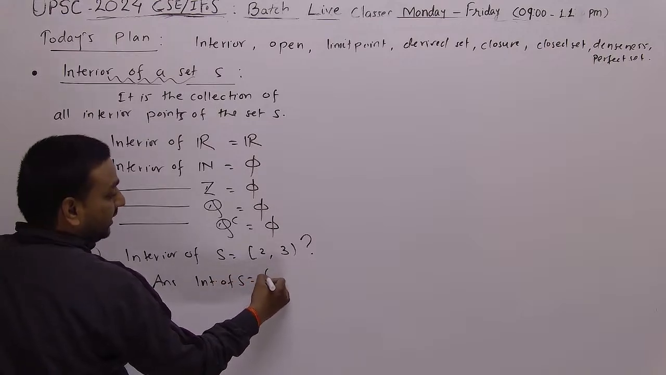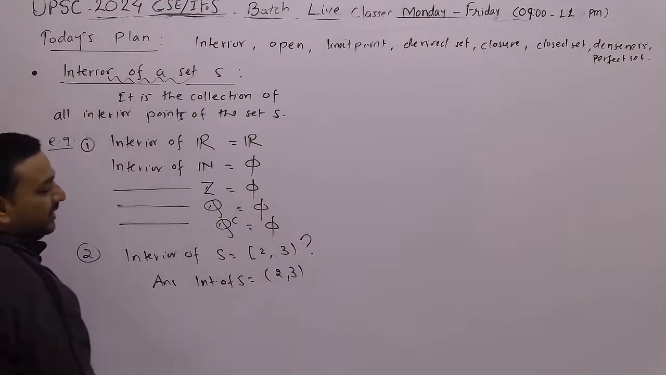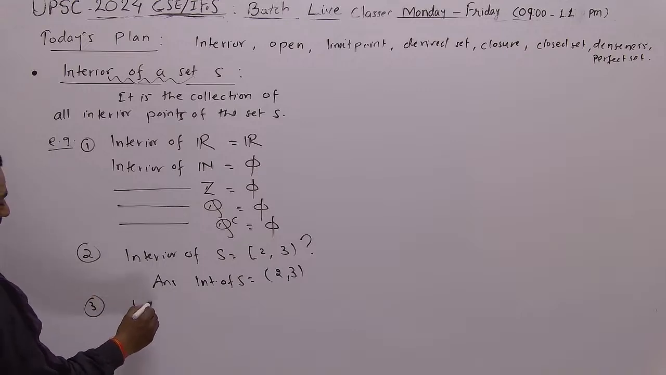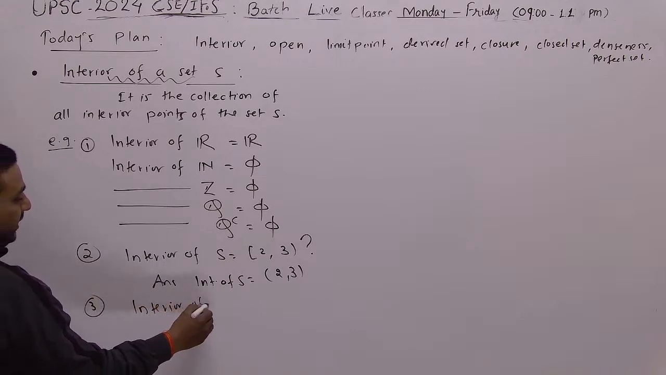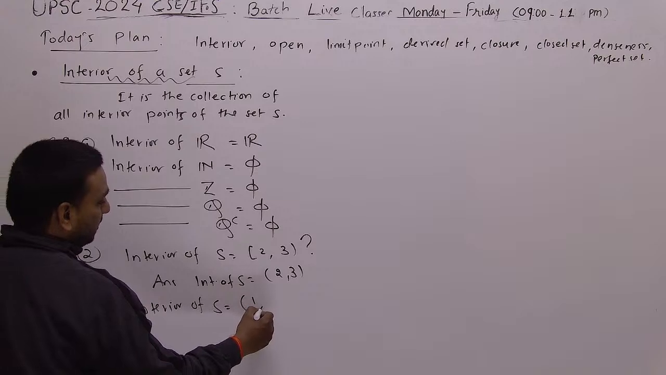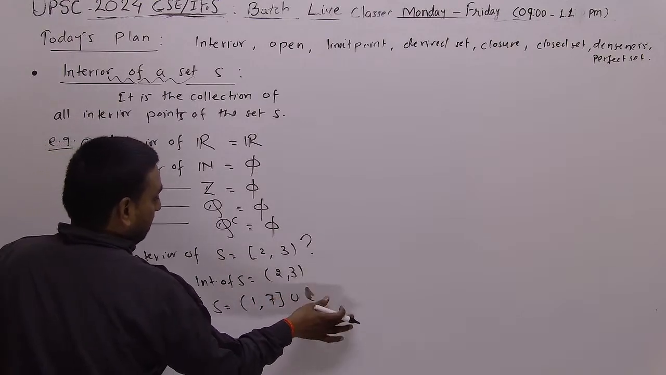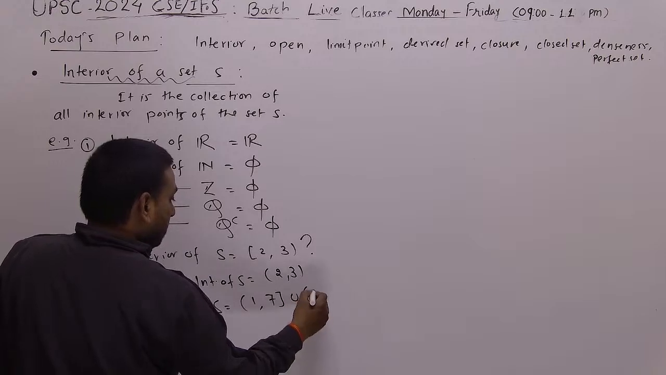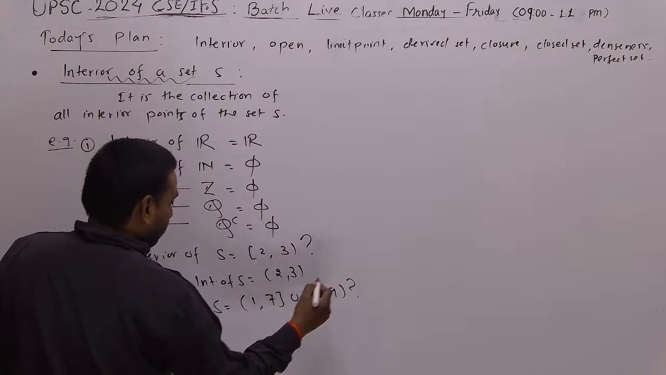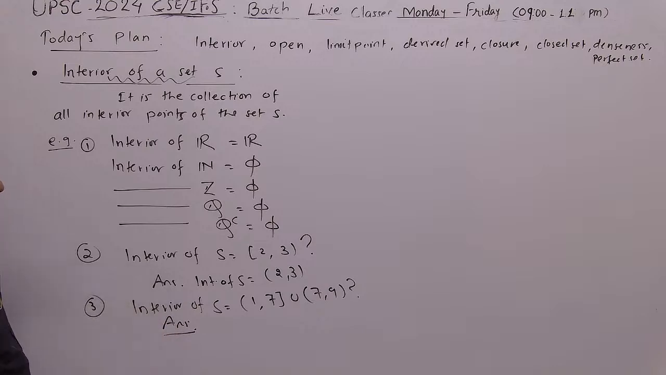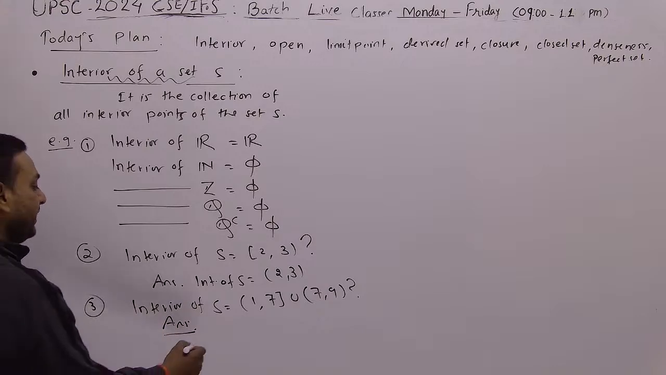Interior of S will be the open interval 2, 3. For example, interior of S equals 1 to 7 union 7 to 9. Can anyone tell me what is the answer? What is the answer here?